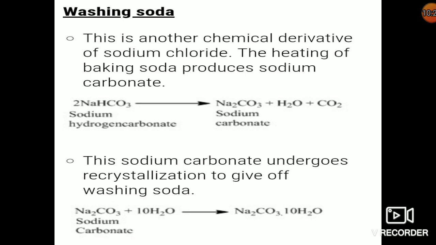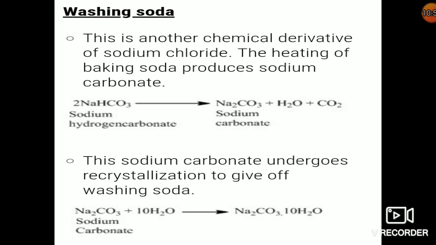Next compound is your washing soda. This is another chemical derivative of sodium chloride. Why sodium chloride? Because we are following a chain. From sodium chloride we got sodium hydroxide and chlorine, and this chlorine is used to manufacture bleaching powder, then baking soda, then baking powder, and next is your washing soda. So we have already seen how to get the baking soda.